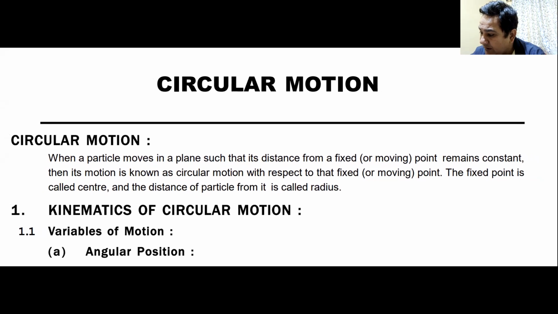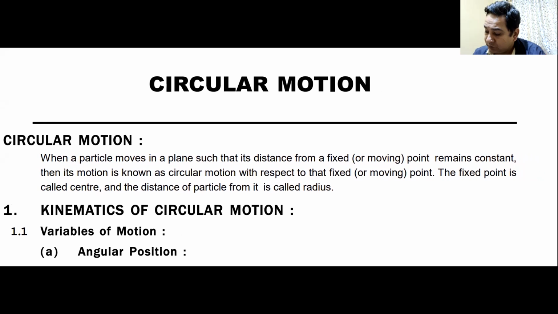Now, we had also seen that that point may not be fixed. It can also be moving. In case of a cycle, if you think of a point on the rim of the wheel that is moving in a circular path, but the center of that circular path is constantly changing. So we have read about the definition of circular motion.